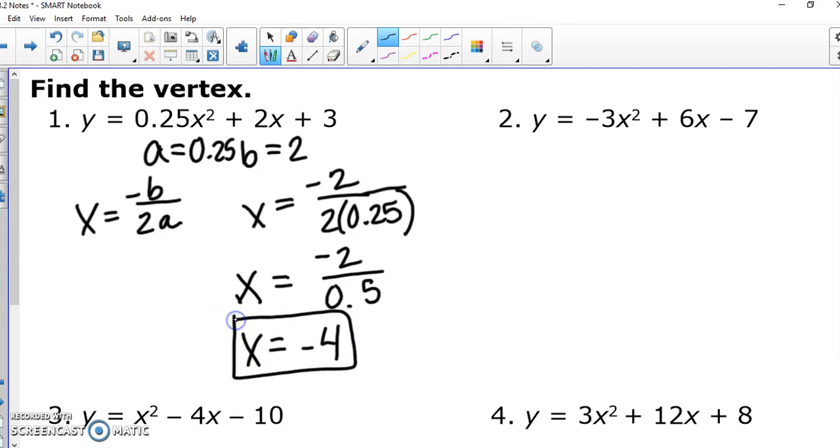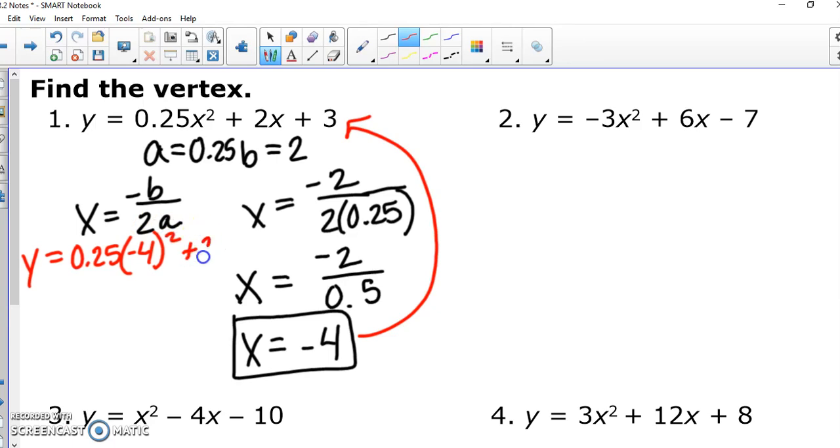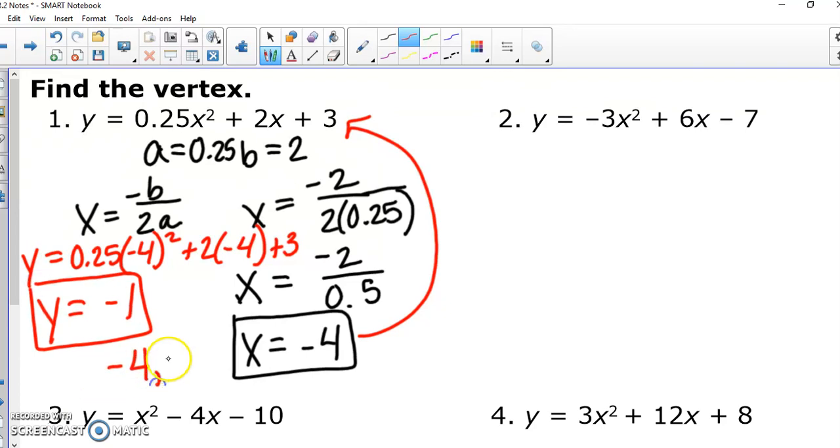So I'm halfway done. I've got my x value, that's my axis of symmetry. Now I just need to find my y value. I'm going to take this x value and plug it back into this equation to find my y. So y equals 0.25 times -4 squared plus 2 times -4 plus 3. I'm going to punch all that into my calculator, and you should get y equals -1. So there's my y value, and my final answer is the ordered pair -4, -1.